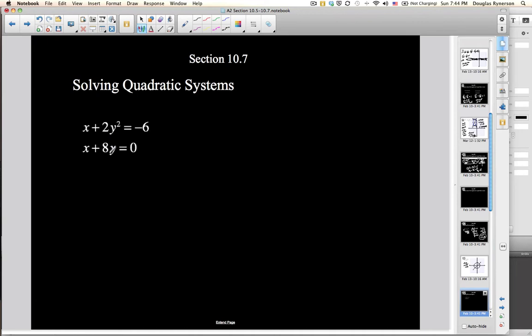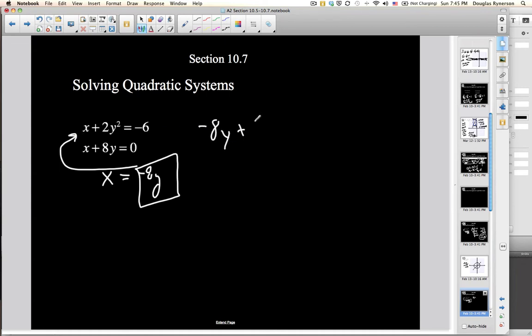This equation is a line, right? X and y are both to the first power. So when you think about a parabola and a line intersecting, they could intersect in a couple of points. They could intersect in 1 point. They could not intersect at all. Okay? If I want to do substitution, looks pretty simple here. If x is equal to negative 8y, then I can take negative 8y and I can plug it into the other equation.